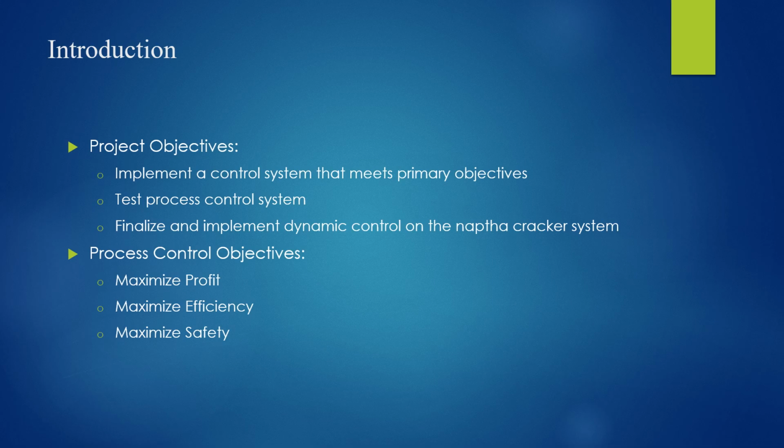Our objectives for this project are implementing a control system that meets primary objectives, testing the process control system, and finalizing and implementing dynamic controls on the Naptha Cracker system. Our objectives for the process control are to maximize profit, maximize efficiency, and maximize safety. This means making sure that the excess O2 levels are kept above 9% at all times.